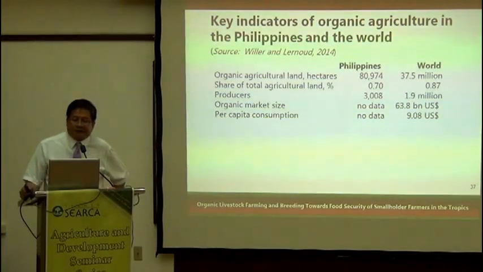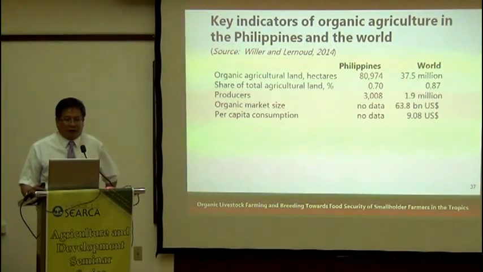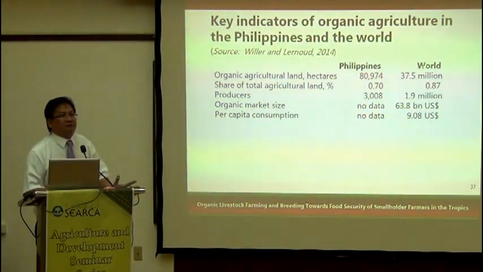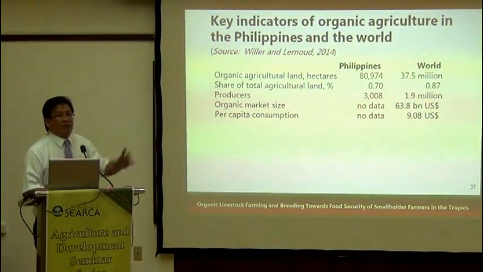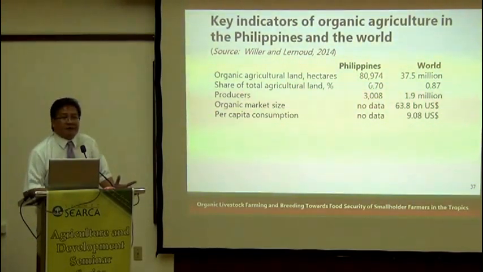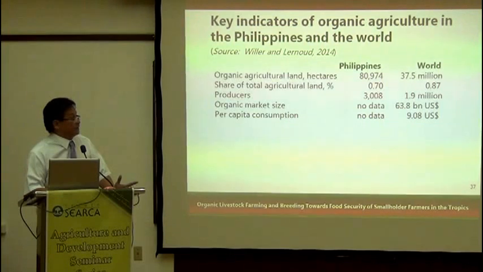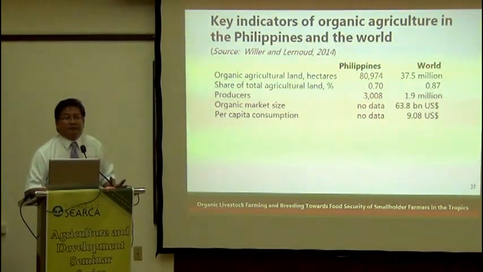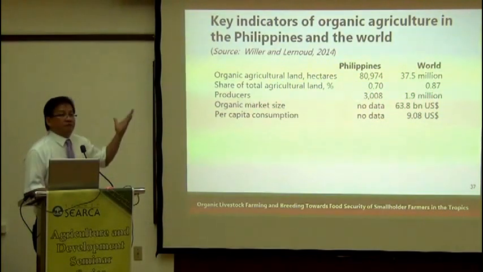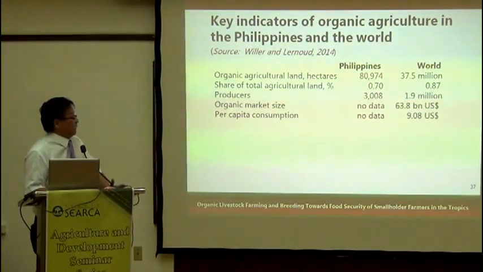The more recent statistics in 2014 show that the agricultural land planted for organic in the Philippines is about 80,000 hectares compared to 38 million for the whole world. Most of these are mainly for crops. Percentage-wise, it's less than 1% for the Philippines, and for the world, 1.87. But look at the other producers: 3,000 for the Philippines, and for the world, 1.9 million. So we're a minor player.